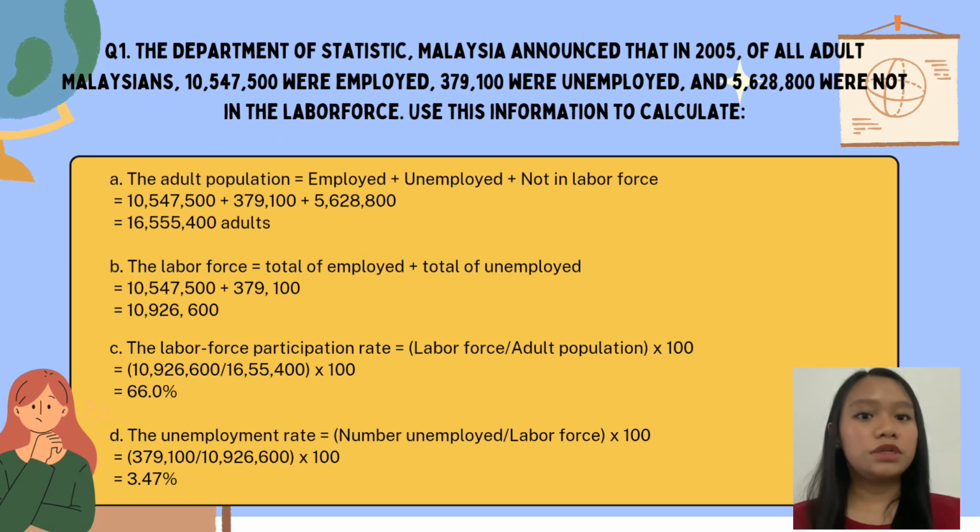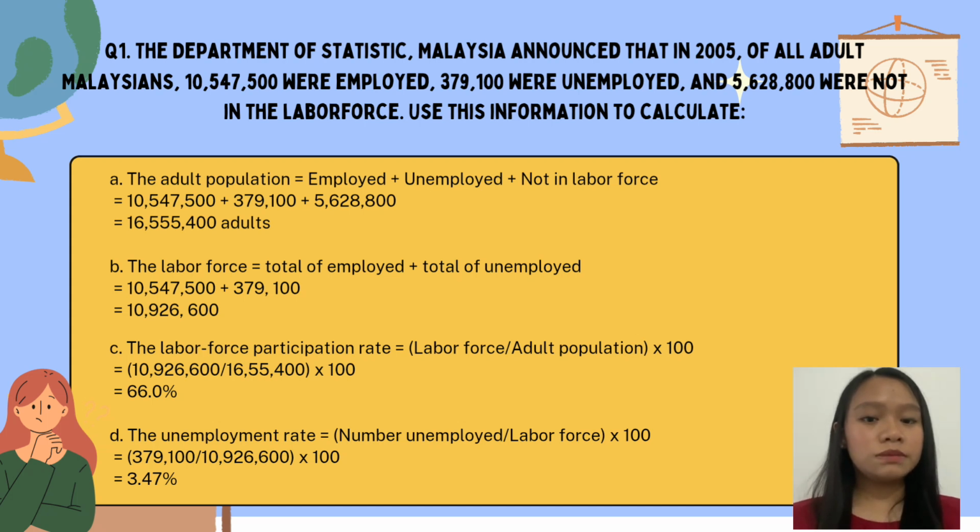Firstly, the question is to calculate the adult population, labor force participation rate, and the unemployment rate. For the adult population, the formula is employed plus unemployed plus not in labor force, which means 10,547,500 plus 379,100 plus 5,628,800 equal to 16,555,400.